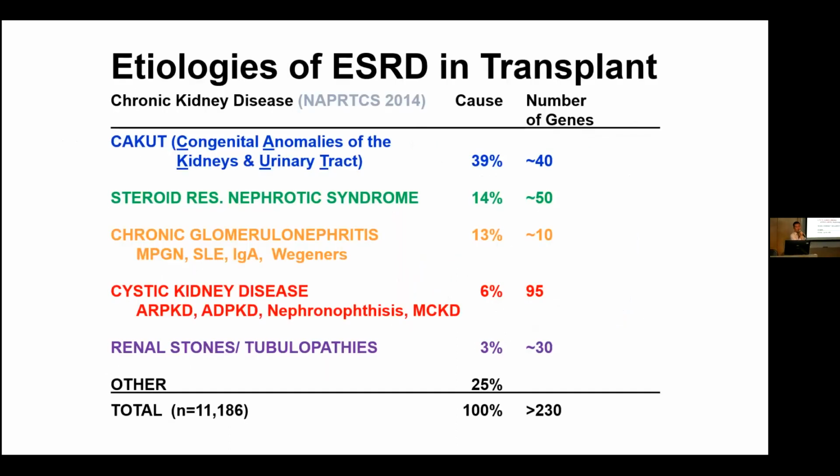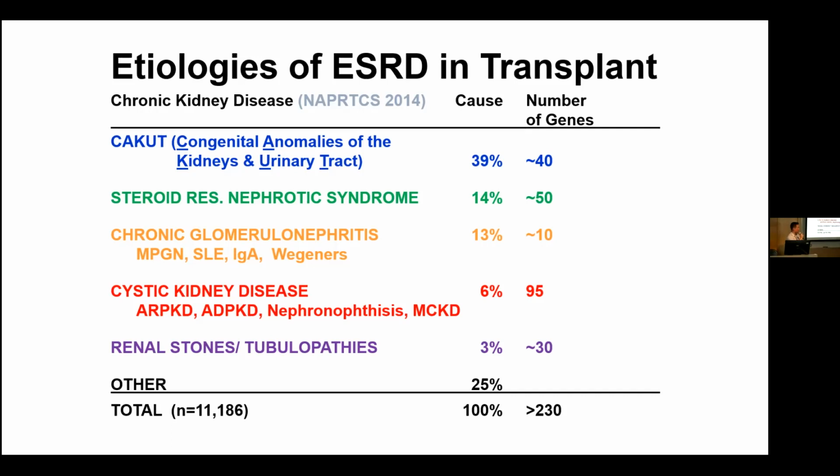So this brings us to our chronic kidney disease population. I put this slide up because we want to know what happens if you do have chronic kidney disease. This slide basically talks about the different types of disease that lead to end-stage renal disease and transplant in our pediatric population. And this slide comes from the NAPRTCS data, which was started in the 80s, and it keeps track of all the pediatric kidney transplants in North America.